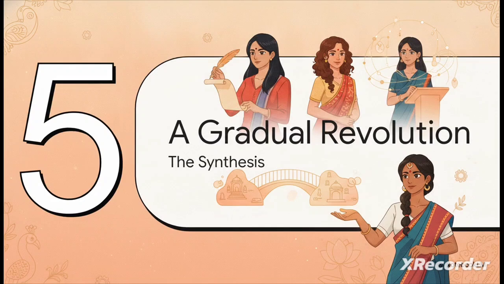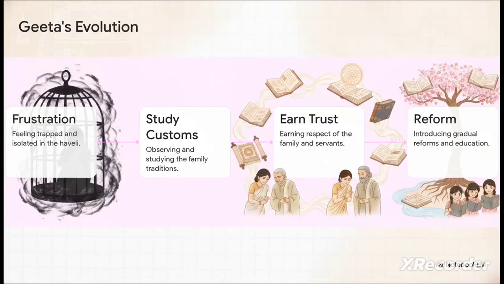Section 5. A gradual revolution. The synthesis. Let's move on and see how this builds, because this is where the novel presents its unique take on moderate feminism. Empowerment here is achieved through empathy within existing social structures. Geeta's evolution is incredibly strategic. Step 1. She starts in a place of deep frustration and isolation. Step 2. She channels that energy into studying the traditions.